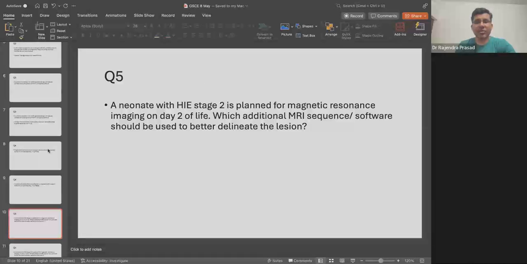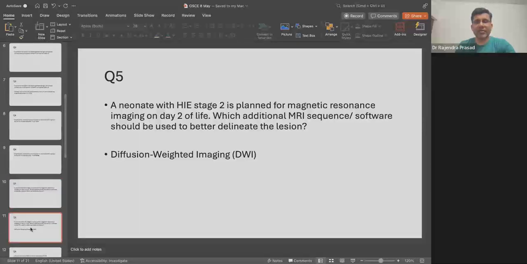Yeah, so answered right, most of you. It is diffusion weighted imaging. MRS is also used, but it may not be as useful as diffusion weighted imaging for the purpose of delineation of the extent of involvement. For that purpose, diffusion weighted imaging is the best.